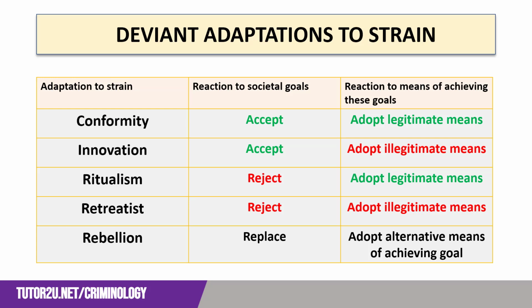A fourth adaptation is retreatism. This is where individuals reject both the goals of the American dream and the legitimate means of achieving it. They quite simply retreat from society. This is common for those with substance abuse issues, those in extreme poverty, and according to Merton, those who are homeless.